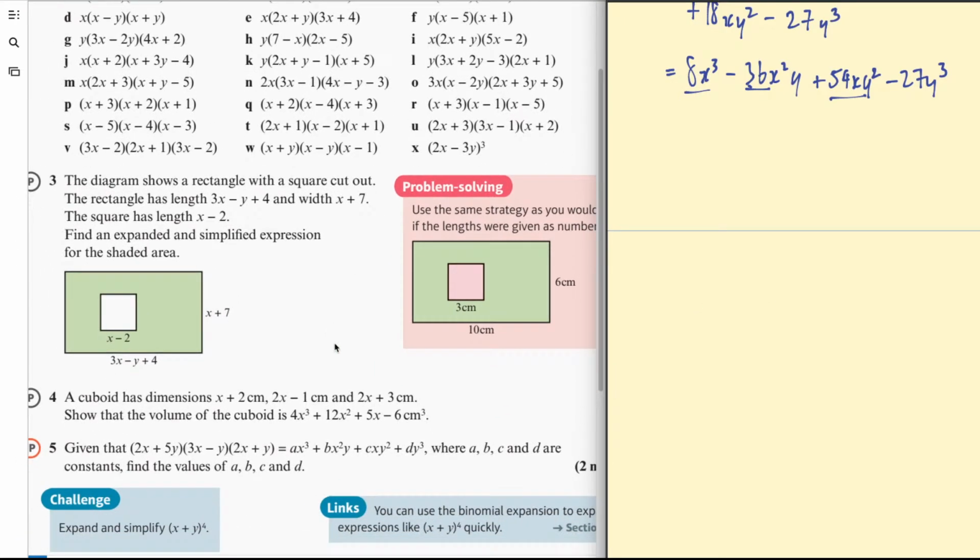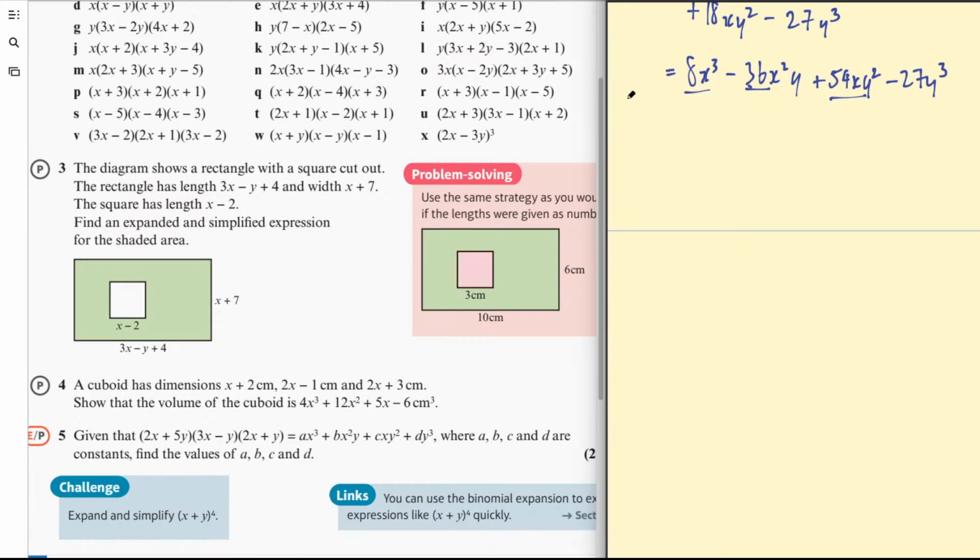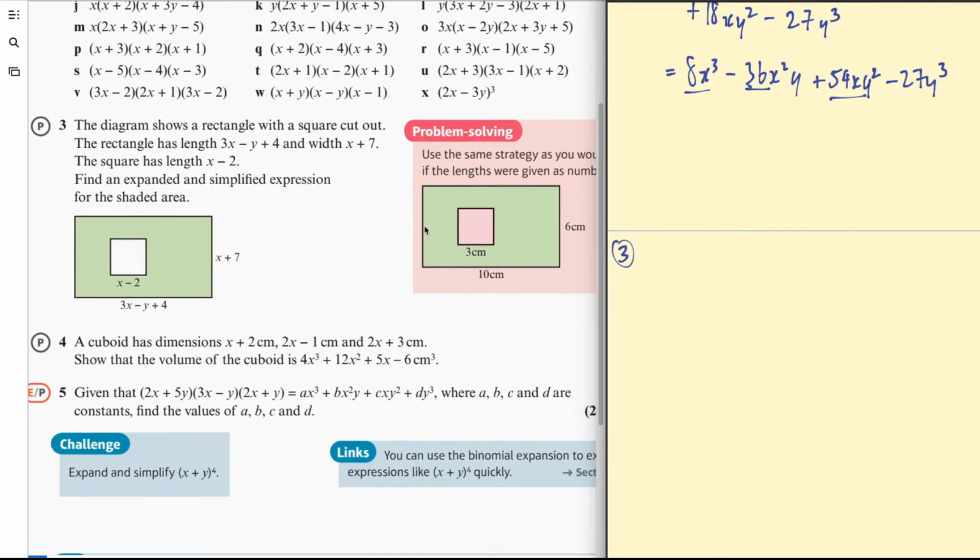Okay. Alright, let's do some problem solving questions. They're usually a bit more interesting. Let's start on a fresh page. Okay, on to question 3, problem solving. The diagram shows a rectangle with a square cut out. The rectangle has length 3x take y plus 4 and width x plus 7. Okay, so let me draw. Oh, they've labeled the dimensions already for us. So the length is 3x take y plus 4. The width is x plus 7. The square has length x take 2. Find an expanded and simplified expression for the shaded area.